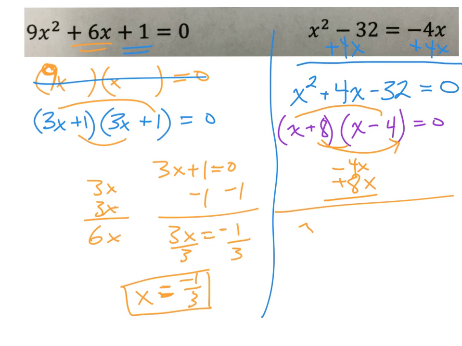And I'm ready to solve. Again, to solve, I take my x plus 8 term, set it equal to 0. X minus 4 is equal to 0. Solve both, and I get negative 8 and positive 4, which I'm going to put in brackets.